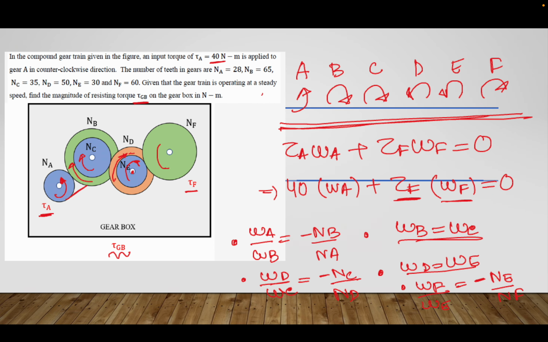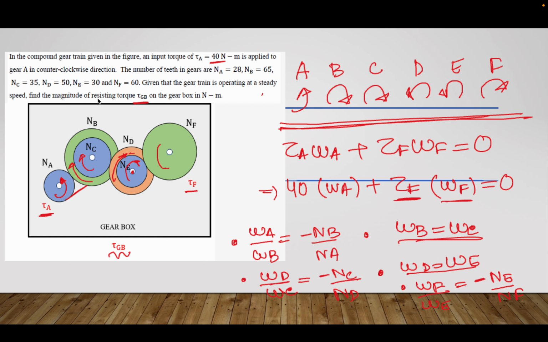Now we move to the next question. In the compound gear train given in the figure, an input torque of tau A equal to 40 Newton meter is applied to gear A in the counterclockwise direction. The number of teeth in gears A, B, C, D, E, and F are respectively 28, 65, 35, 50, 30, and 60. Given that the gear train is operating at a steady speed, find the magnitude of the resisting torque tau GB on the gearbox.